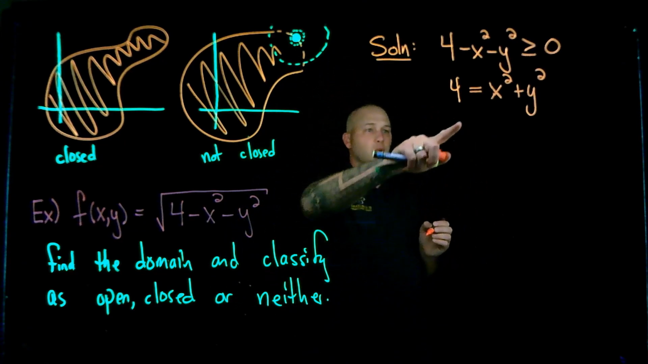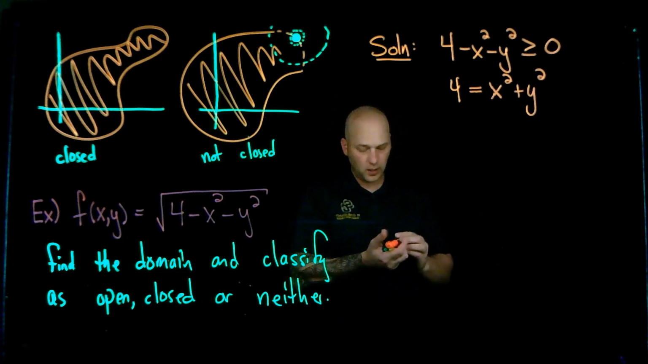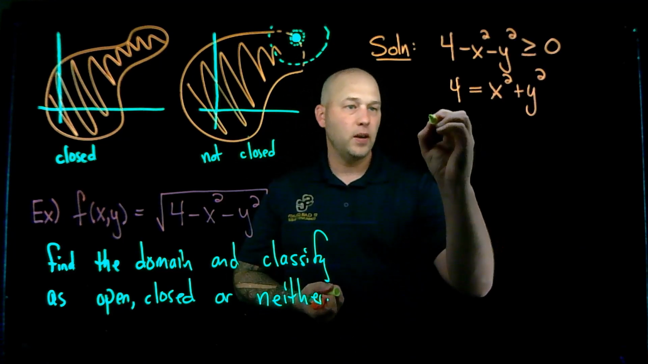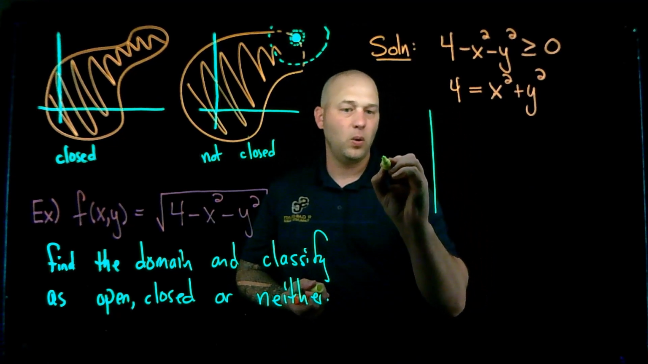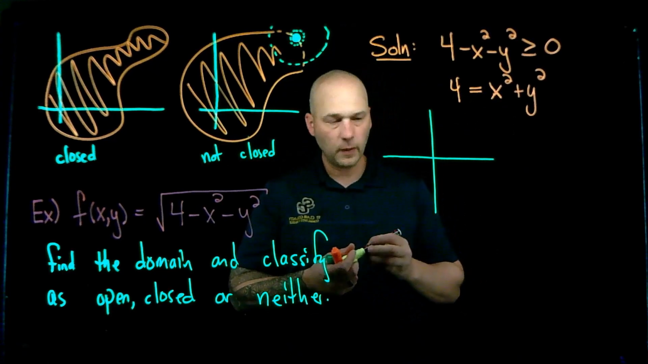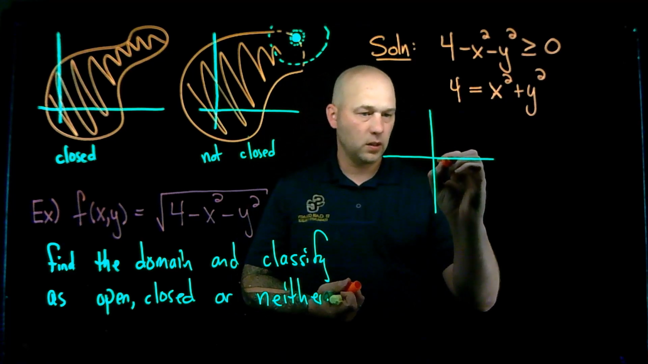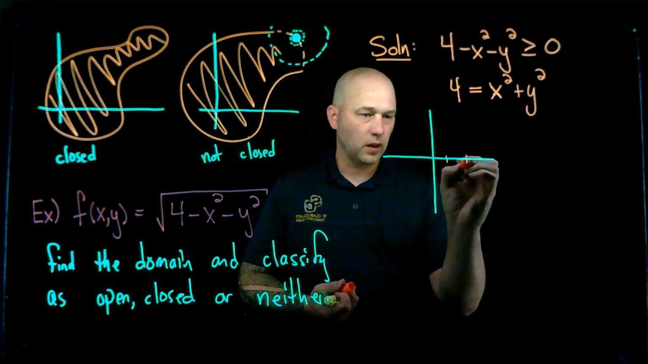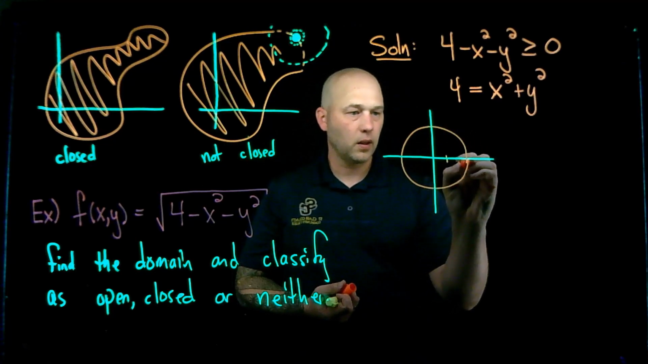So 4 equals x squared plus y squared, that is an equation that should look familiar, right? That right there is the equation of a circle of radius 2 centered on the origin. Remember, it's radius 2 because this side is the square of the radius. So if I plot on this coordinate system here, if I go 2 units and then I draw the circle of that radius, it looks like this.